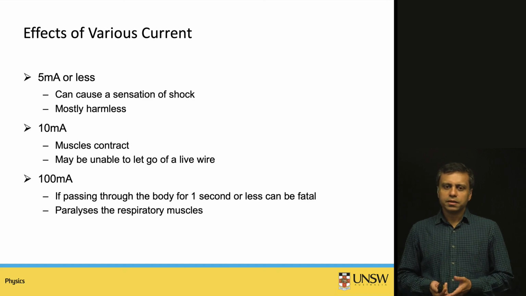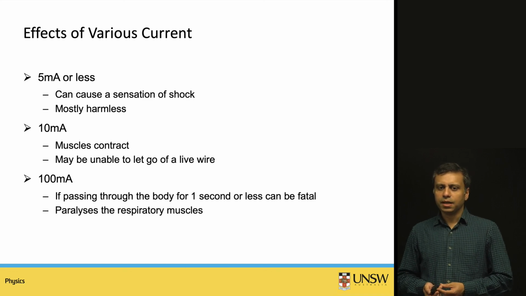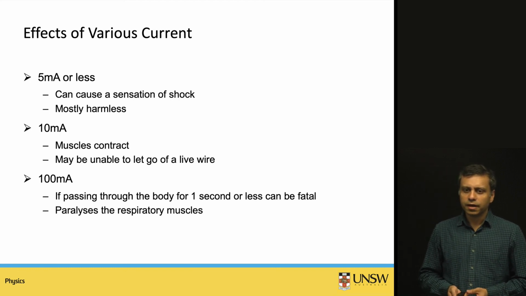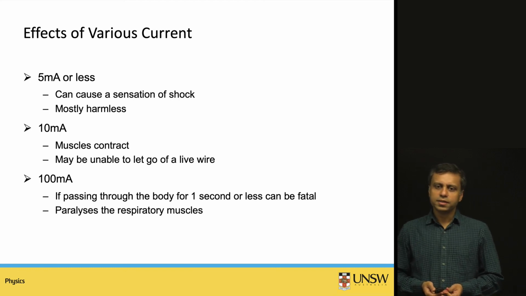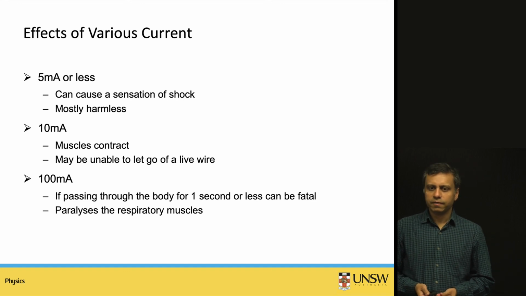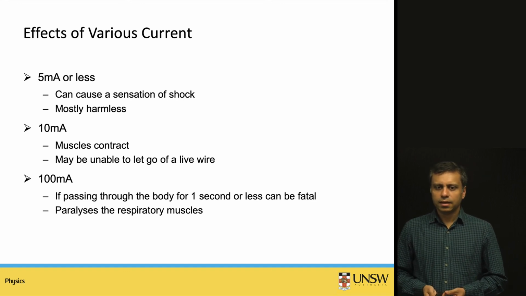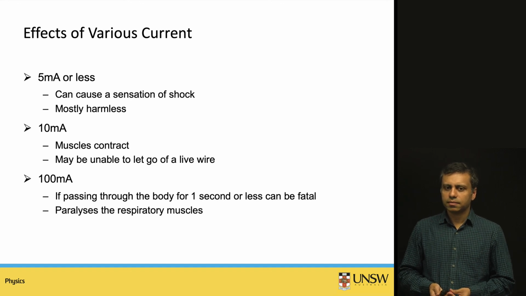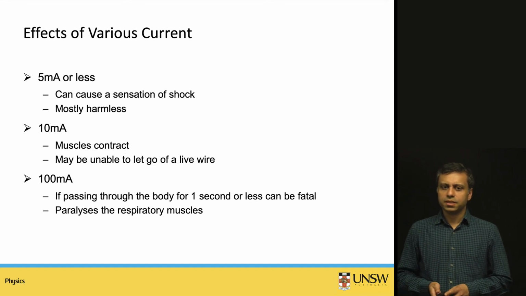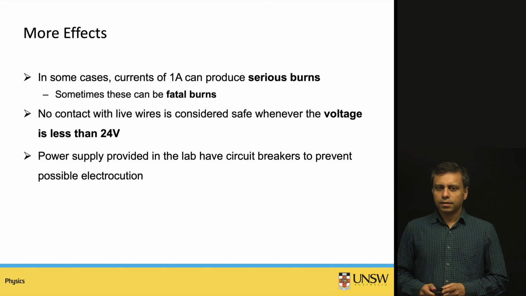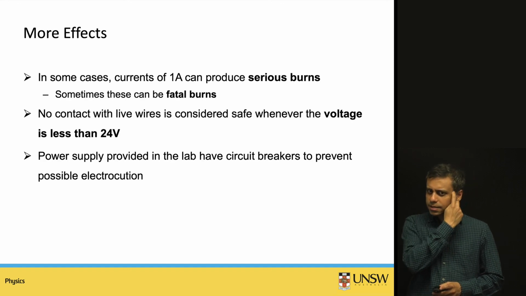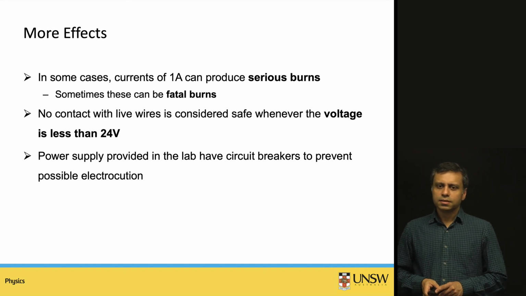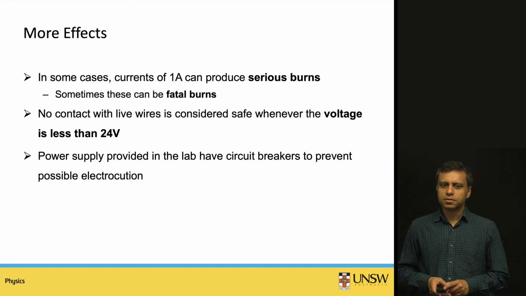What if the current amplitude is about 100 milliamps or bigger? Then if this amount of current passes through your body for 1 second, this can be almost fatal. Respiratory muscles such as lung muscles can be paralyzed by this amount of current. And in many cases, currents of 1 ampere in magnitude can produce serious burns. Sometimes these could be fatal burns also.